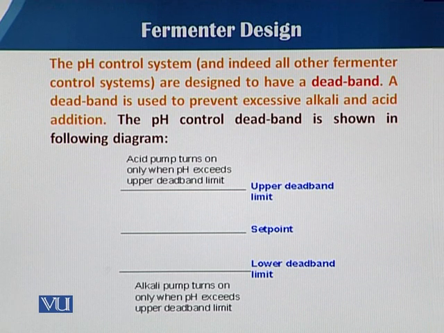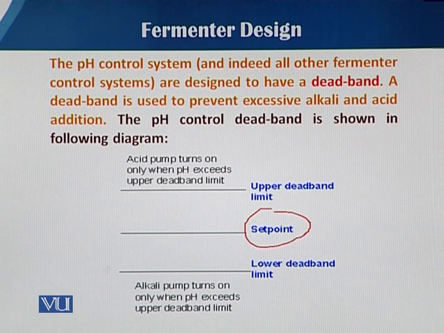So how can this delivery system be managed? Let us see an example for the pH control. Indeed, all fermenter control systems are designed to have a dead band. Sometimes it happens that we want to set the pH at 7 and the pH goes up to 7.1 or down to 6.9. What happens? Then there will be continuous on and off. If one drop of alkali or one drop of acid can change the pH to 7.2 or 6.8, there is a continuous on and off of the alkali and acid delivery systems. In such a case, this can affect the fermentation volume.